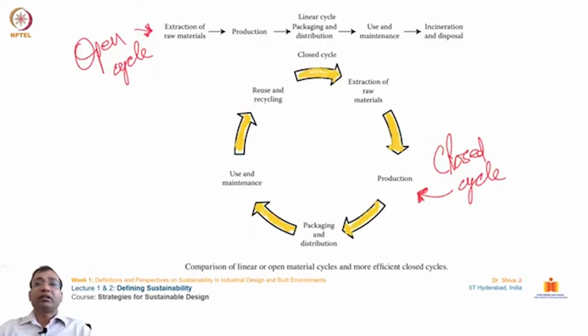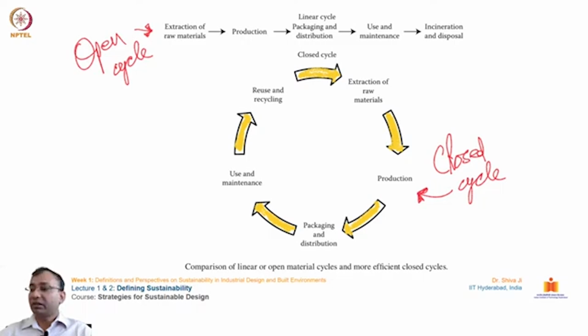Before going on to those details, let me give you some insights on how to go about designing, how to go about manufacturing, and how to go about availing any resource and making use of it for our consumption. There are two types of cycles for any product, any service, for whatever we are sourcing from nature. One very normal way is extraction of raw material, production, packaging, distribution, use and maintenance, and incineration and disposal. It's a linear way of progression.